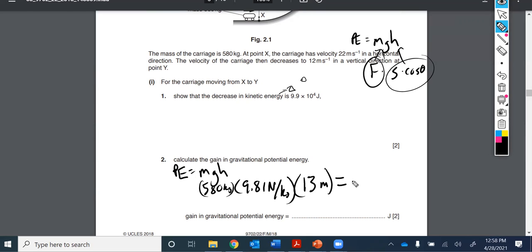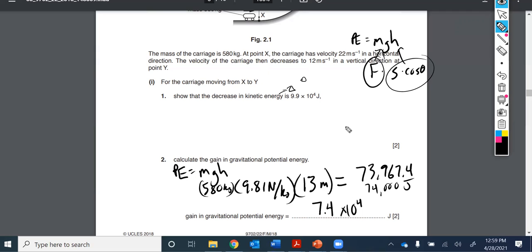So 580 times 9.81 times 13 gives us 73,967.4. I look at that and go, either 74,000 or 7.4 by 10 to the 4. So we round this to 74,000 joules, or 7.4 by 10 to the 4 in scientific notation. Note that the decrease in kinetic energy was more than this, so they weren't just equal. We actually don't gain as much as we've lost here.